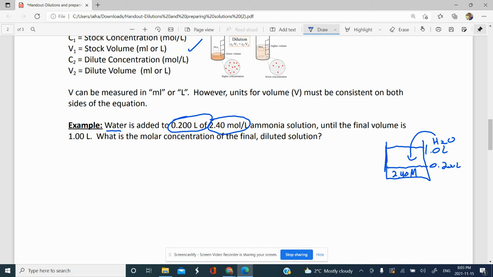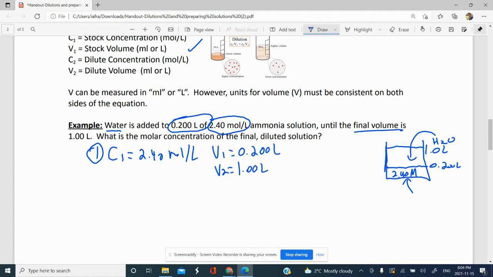So we've added enough water to dilute this, and we want to find what the new concentration is. So once we've added the water, what is the new concentration? Let's write our given information. What we started off with was C1, which is 2.40 moles per liter. We started off with the volume of 0.200 liters. We ended up now having 1.00 liters, because we added water until you have a final volume of that. So that's our V2. And what we're asking you is what's the new concentration?